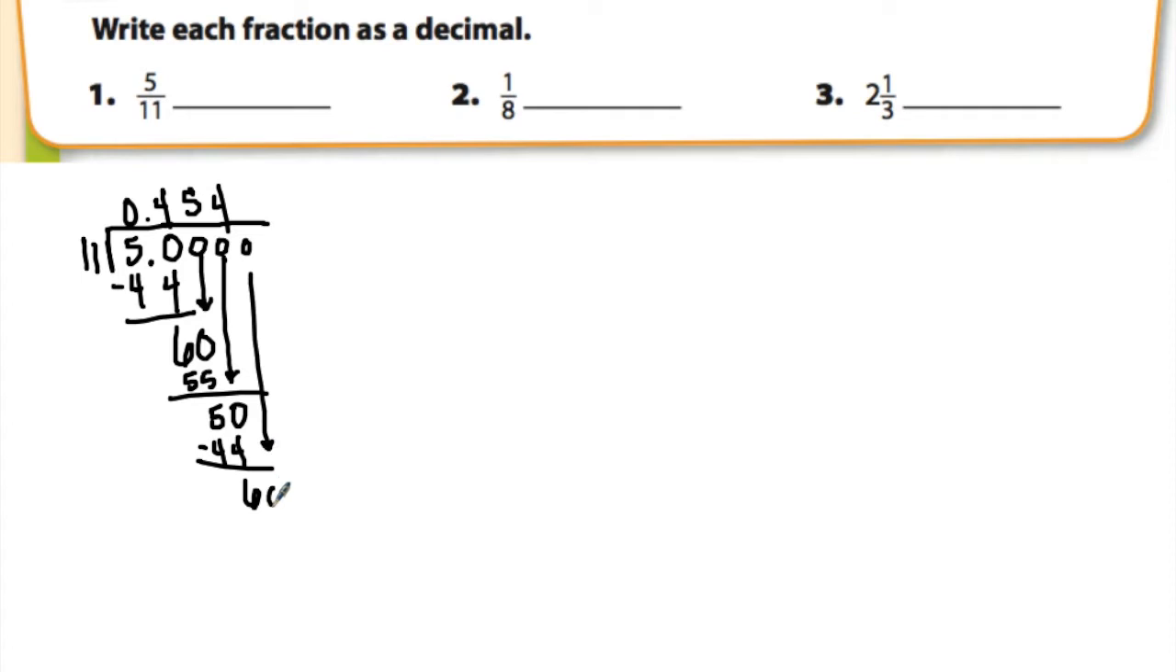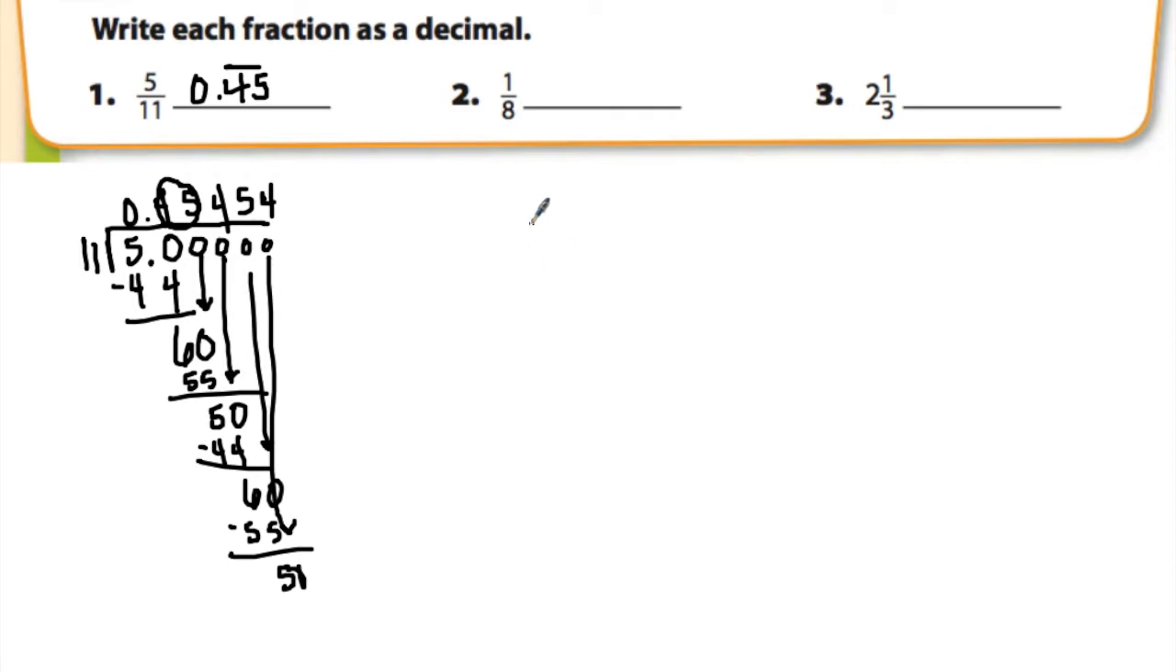Are you starting to notice a pattern that it's going to go into 60 5 times? That's always going to give me 55, and I'm always going to get 5 as an answer. Okay, so I add the 0, bring it down, I get 50. 11 is always going to go into 50 4 times. So I'm noticing here that it repeats, and it's just this 4 and 5 that repeats. So my answer should have been 0 and 45/100 repeating.